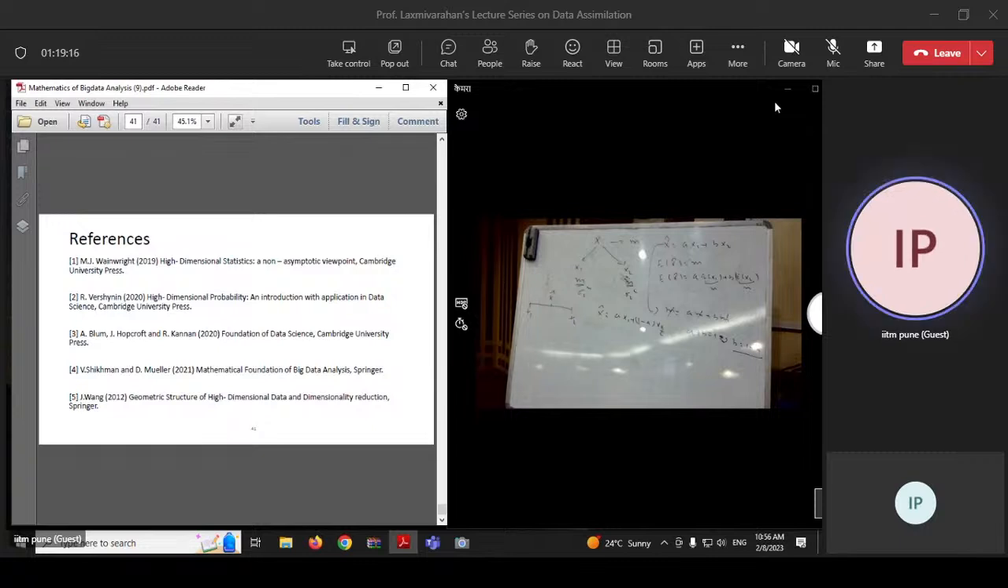Now, how do I want to pick my A? I want my estimate to be unbiased. That fits the condition A plus B equal to 1. I want my estimate to be optimal, optimal in the sense that my estimate must have a minimum variance.